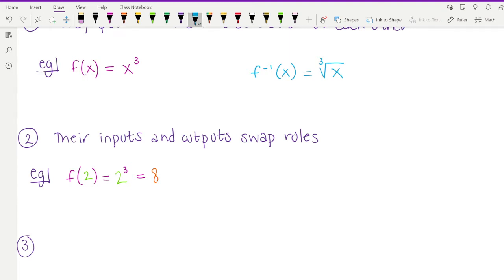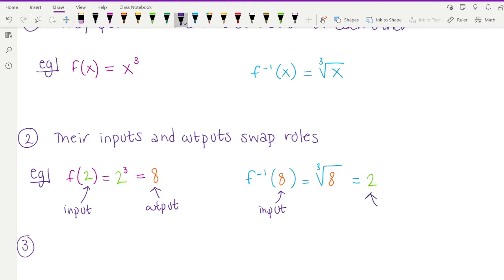On the other hand, if you look at the inverse function, and you now plug that number 8 in as your input, remember, originally 2 was your input and 8 was your output. What I'm saying is that if you take the inverse function and plug in the output from the original function, but now treat it as your input, let's see what happens. You take the cube root of that number, so in this case the cube root of 8, and your answer is 2. What happened is that the inputs and outputs swapped places. The number that was originally the input in the original function is now the output in its inverse function and vice versa. That is always going to be the case for any function and its inverse.